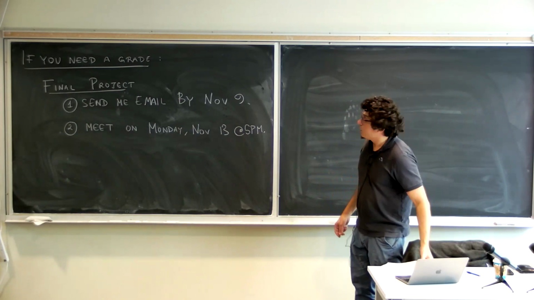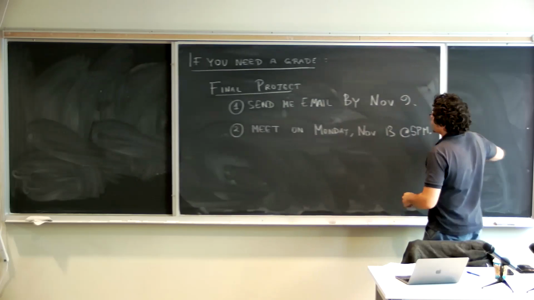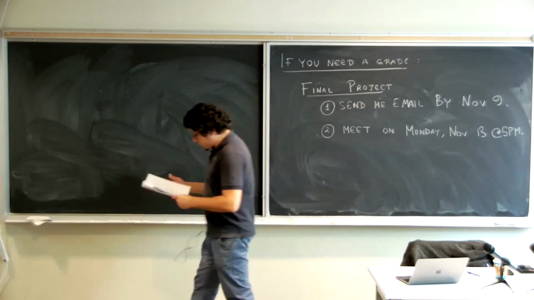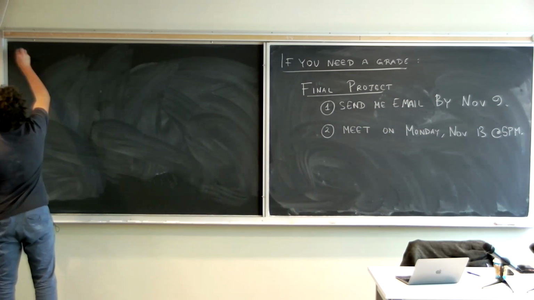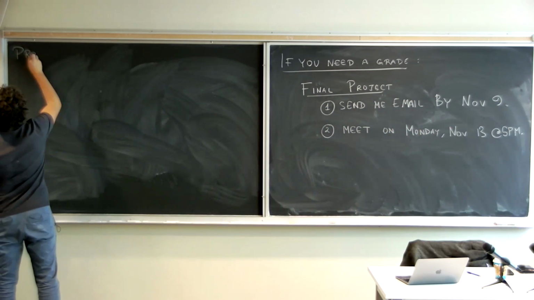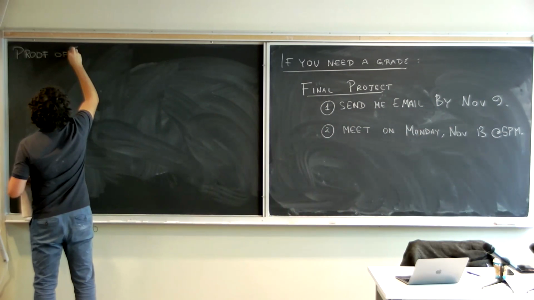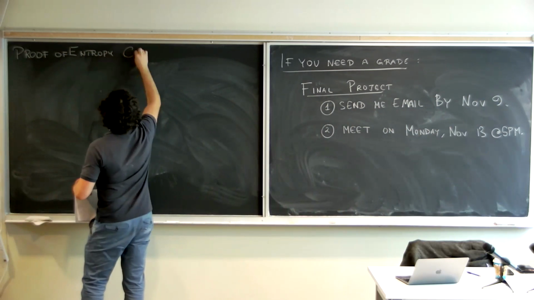Okay, very good. So now let's go back to the actual entropy theory. We want to discuss the proof of the entropy criterion. And there are two sorts of proofs.